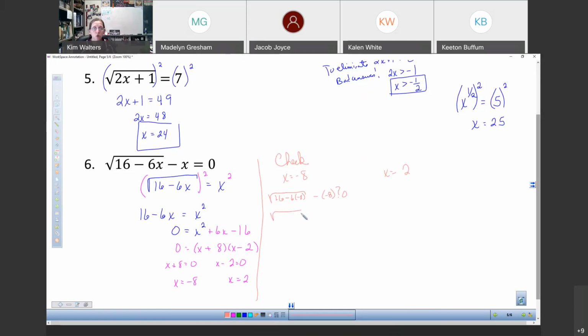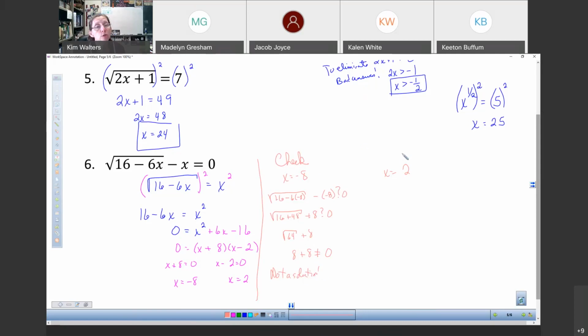So I'm going to have the square root of 16 plus 48 plus 8. And let's see if this is going to be 0. This gives me the square root of 64 plus 8. Well, the square root of 64 is 8, and 8 plus 8 is not equal to 0. Okay, so negative 8 is not a solution. All right, so it's not a solution.